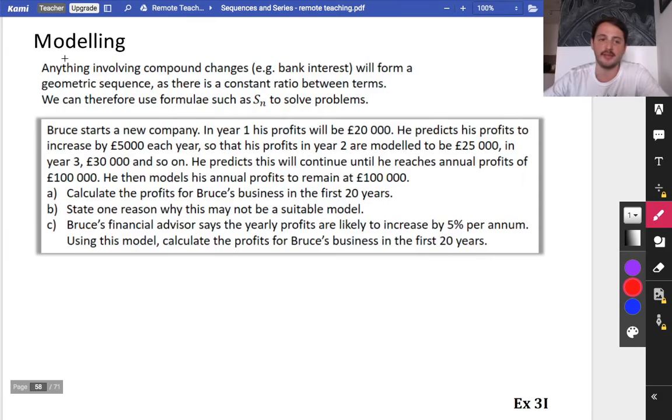Okay, now this is modeling questions. This basically brings together everything that we've done so far in sequences, mostly geometric and arithmetic. Those are the main things that you'll use in these modeling kinds of questions. And they're basically in real life context, so you need to set up what the sequence looks like and then decide about how you're going to answer them. So anything involving compound changes like bank interest will form a geometric sequence as there is a constant ratio between the terms. We can therefore use formulae such as the sum to n to solve problems, but they're not always going to be geometric. It just happens that this first one here might be.